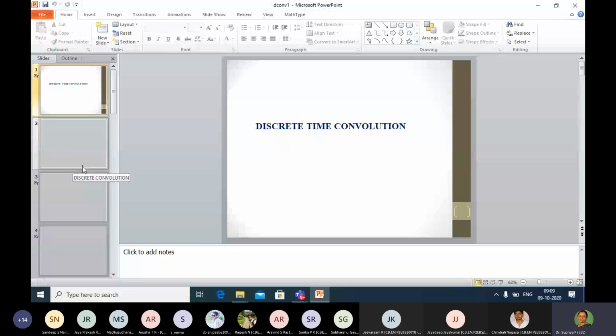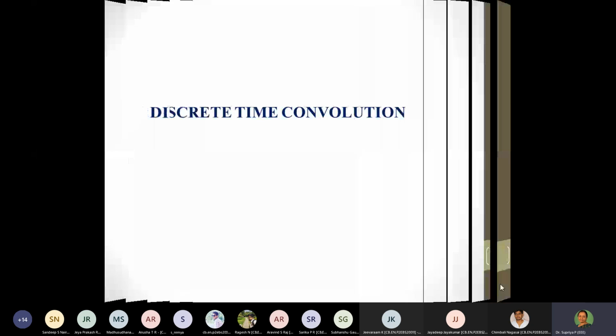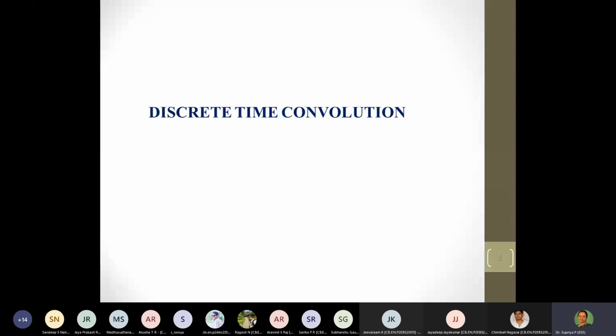So let us quickly just recall what is the discrete time convolution, how it is obtained, and what is basically done in a discrete time convolution. How many elements are there? Will there be a similarity in 2D convolution? This is what we need to consider and analyze.